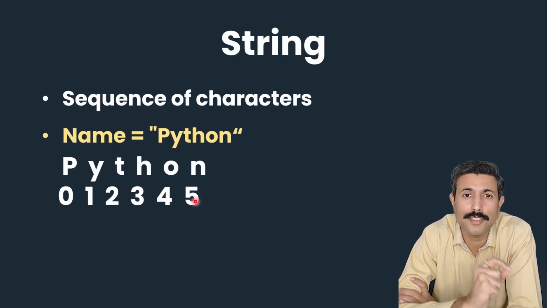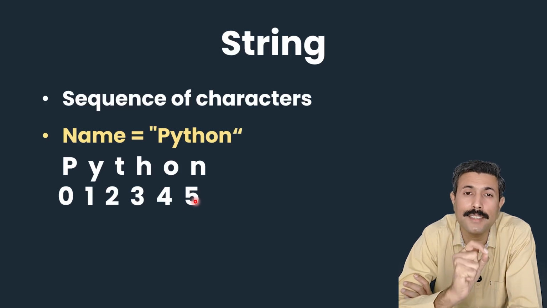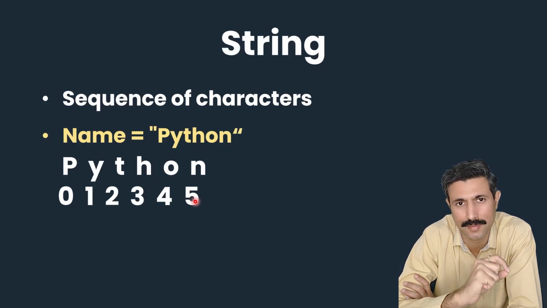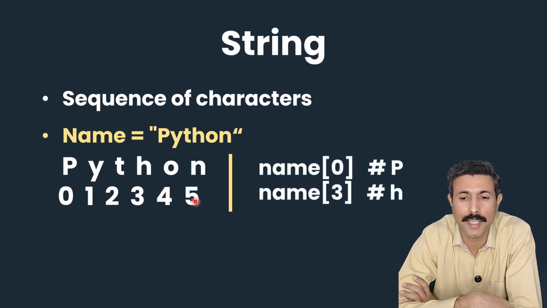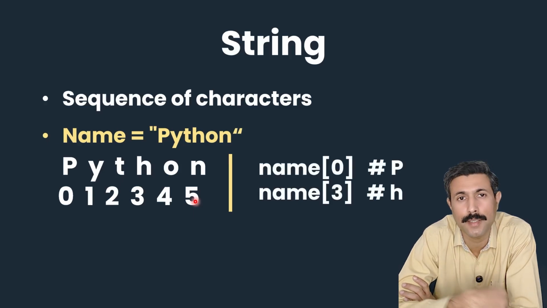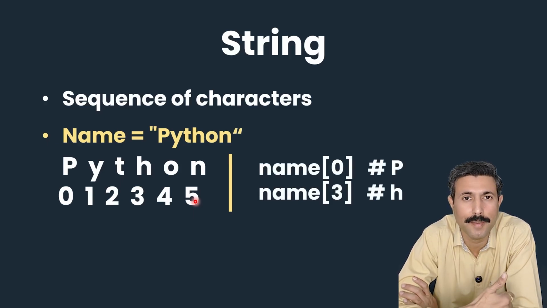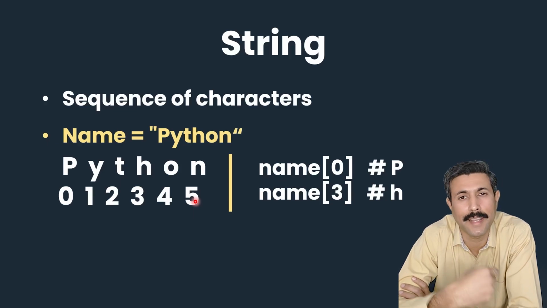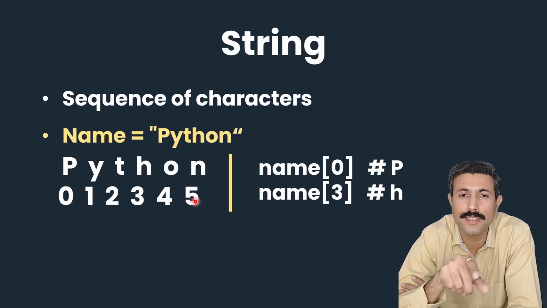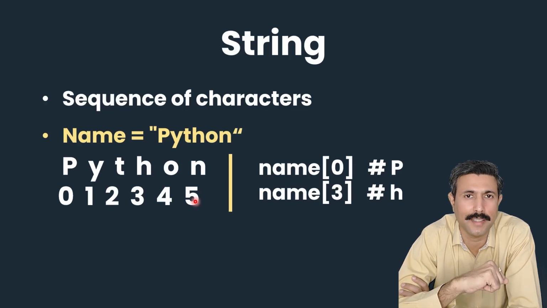Now if each of these characters has an index, that clearly means that we can access each and every character using indexing. Let me give you an example. If I write name of 0, that gives me output P. If I write name of 3, that gives me output H. So basically I'm writing name and in brackets the index number. That index number gives me that exact character. So by using this indexing technique, we can extract the characters.